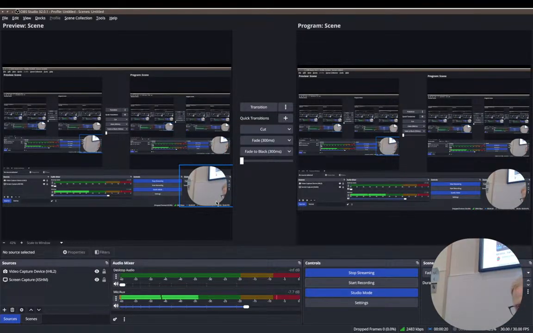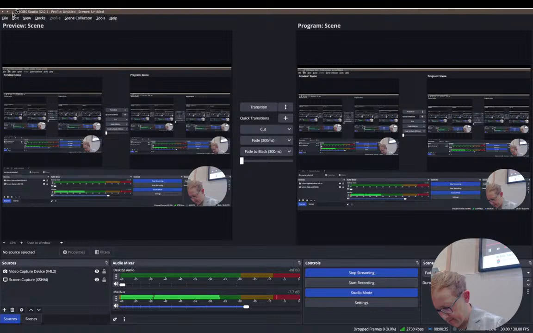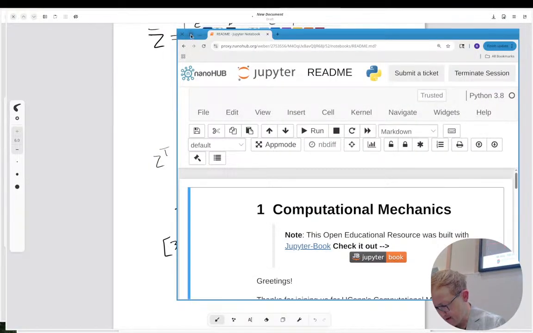Okay, finally got it up and running. This one. Minimize, maximize.